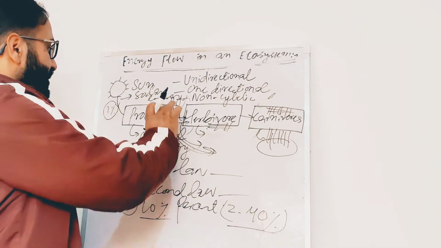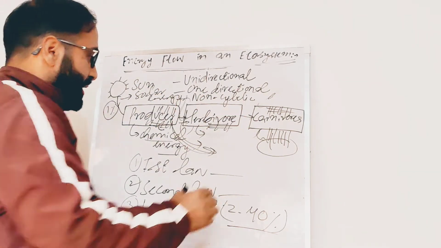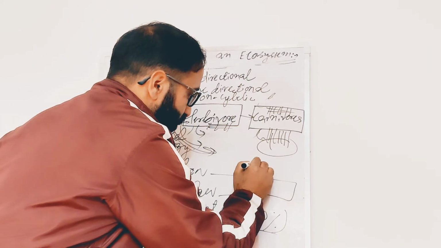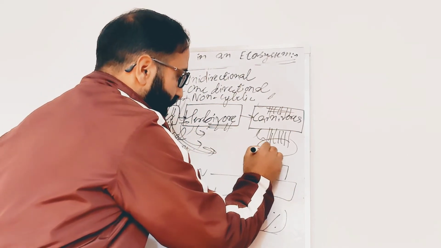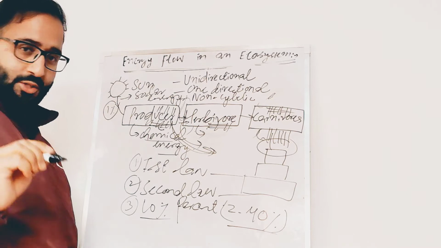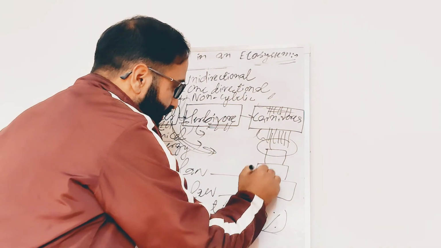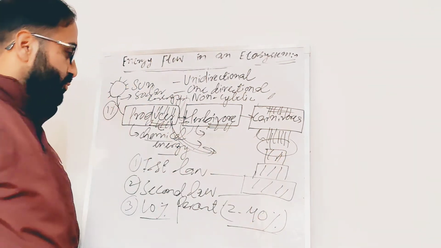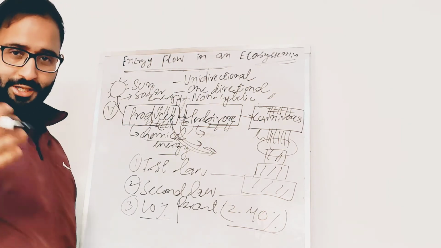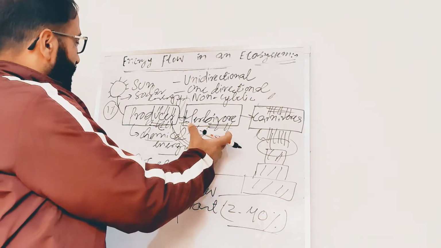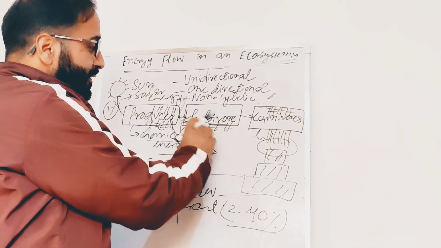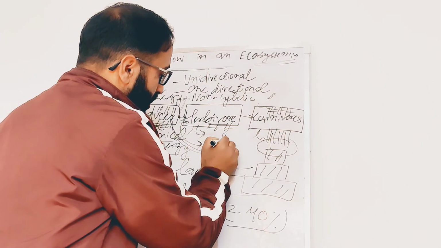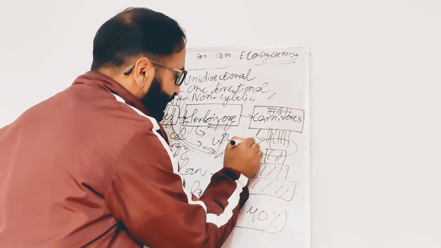Besides this, if we graphically represent these, the producers would be maximum in energy, followed by herbivores, primary consumers, followed by carnivores, secondary consumers. The graphic representation of energy would be like this. So the pyramid of energy, which is the graphic representation of energy present at different trophic levels in an ecosystem, is an upright pyramid, and it will always be an upright pyramid.